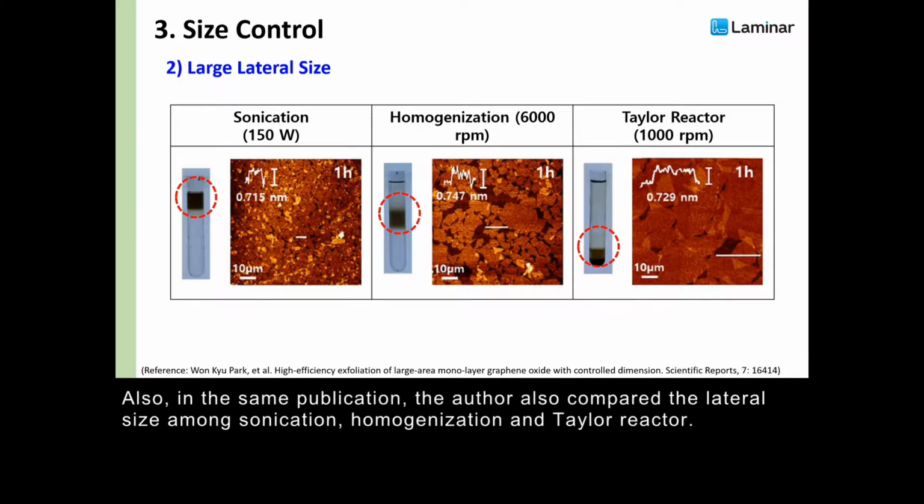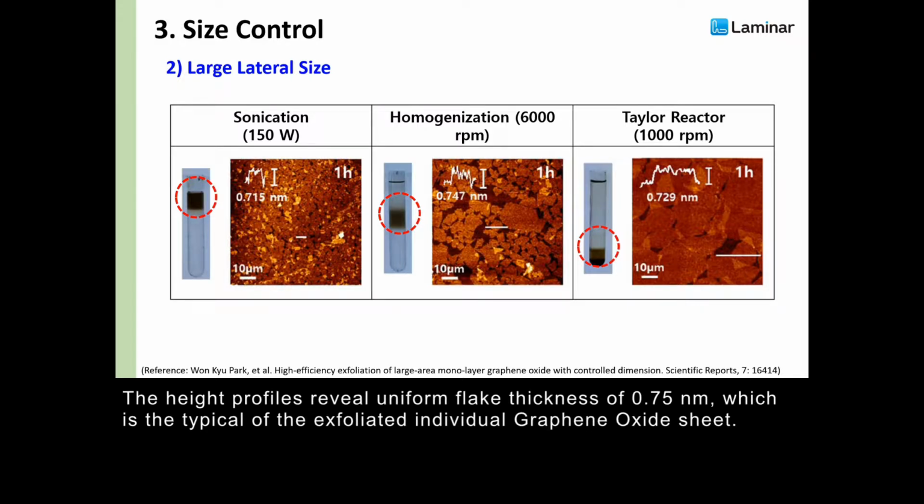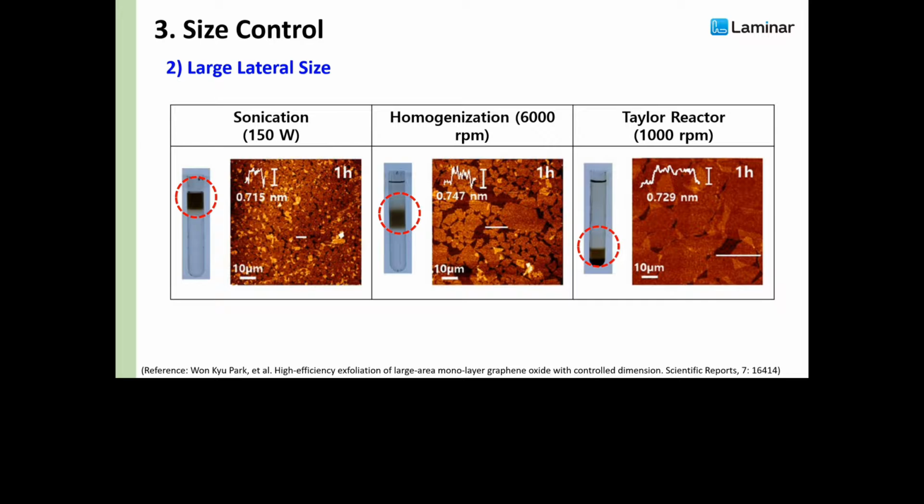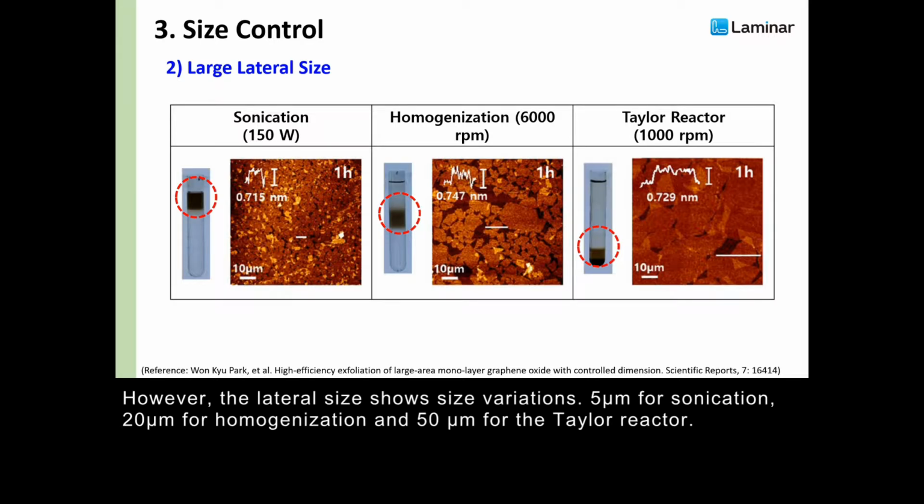Also, in the same publication, the authors compared the flake size among a sonicator, a homogenizer, and the Taylor reactor. The height profiles reveal a uniform flake thickness of 0.75 nanometer, which is typical of an exfoliated individual graphene oxide sheet. However, the lateral size shows some variations: 5 micrometers for the sonicator, 20 micrometers for the homogenizer, and 50 micrometers for the Taylor reactor.